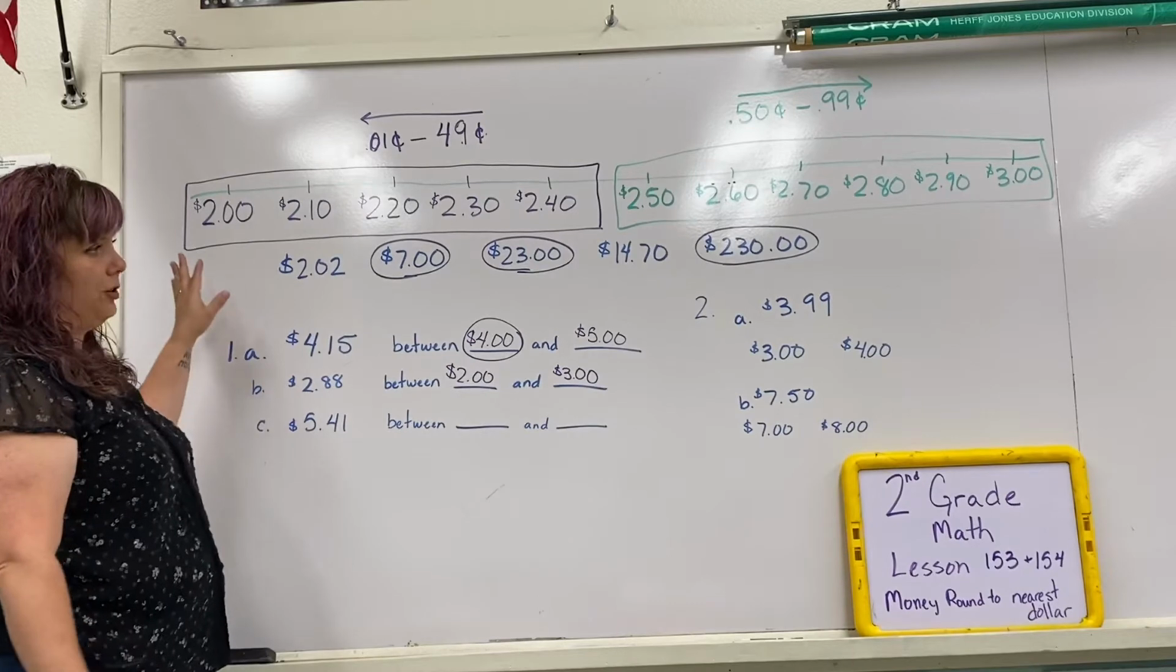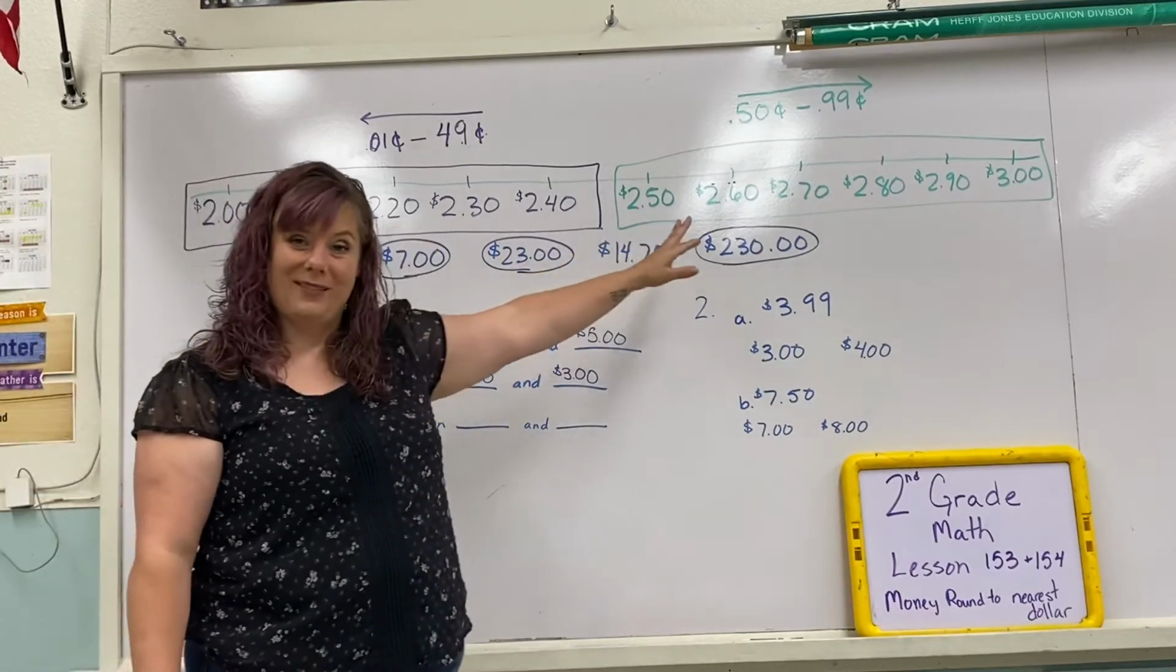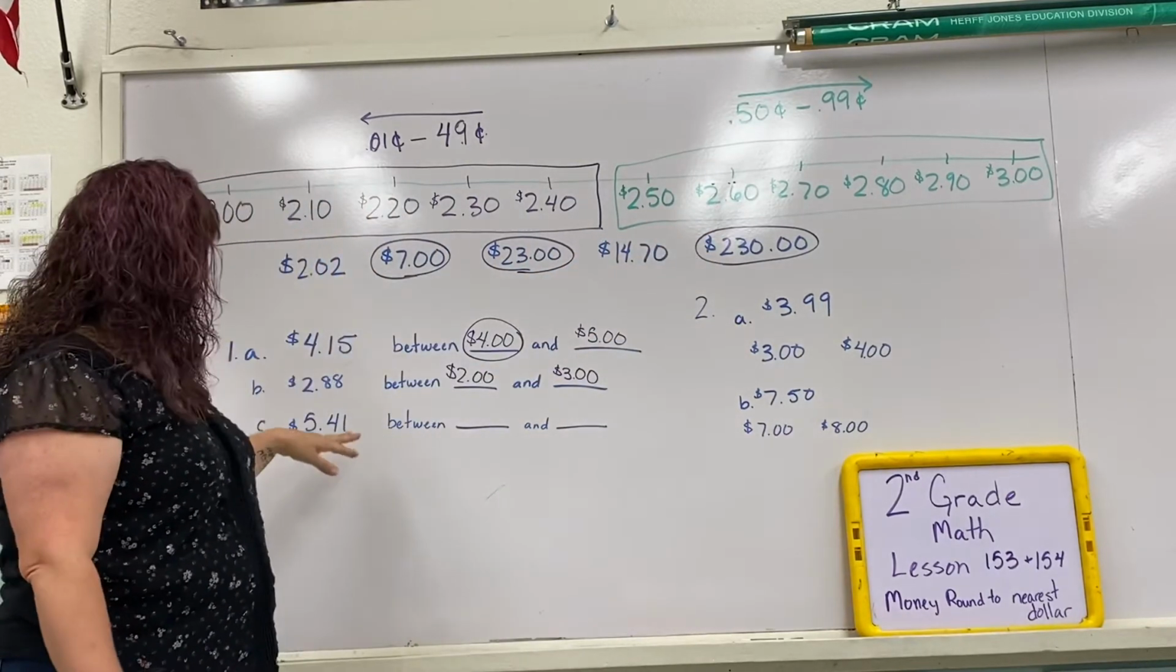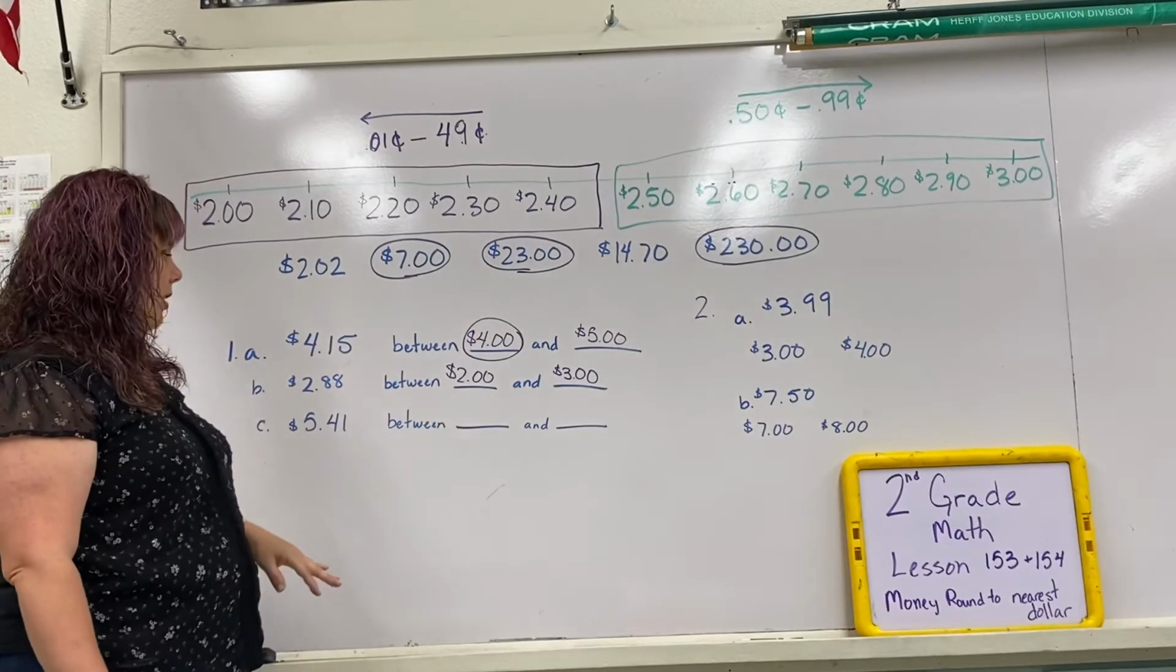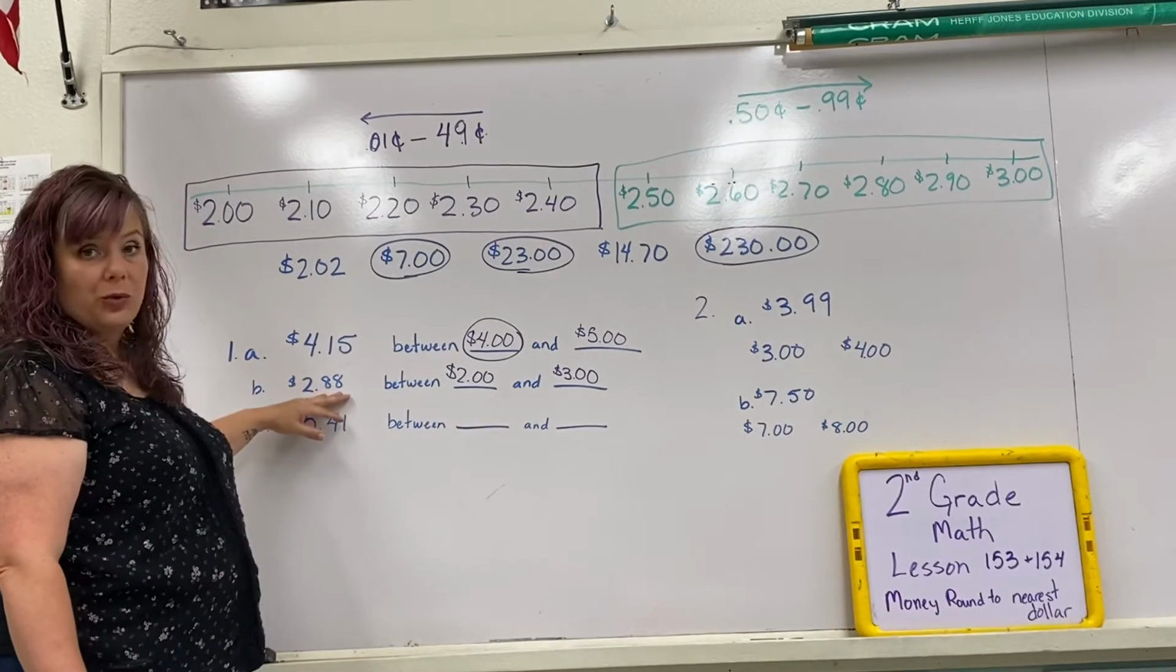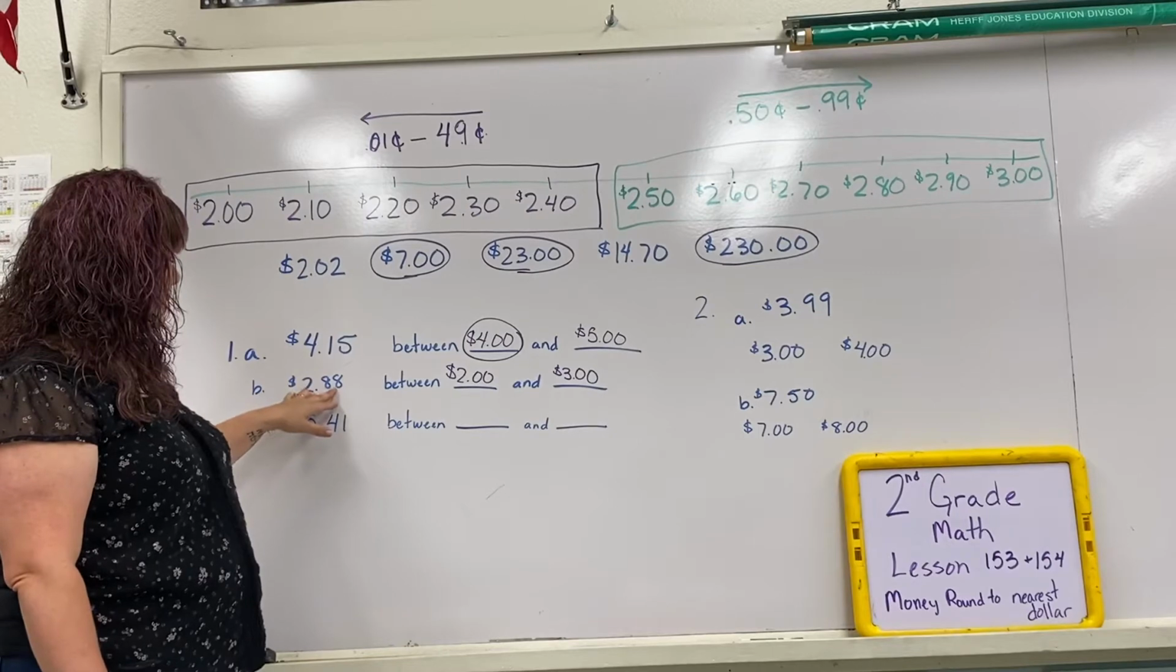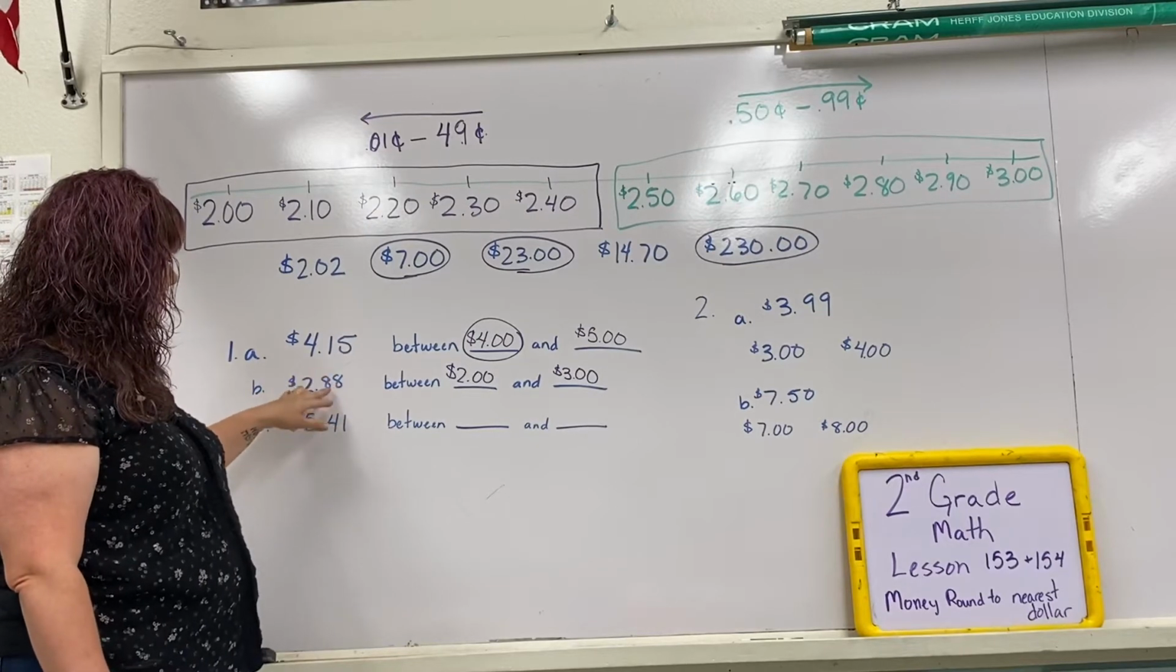Okay, if we made it, it actually fits perfectly on this number line that we have right here. So if we look there, now we're going to look at which one it's closer to. We're going to circle it, okay? $2.88. We're looking at the 88 cents.